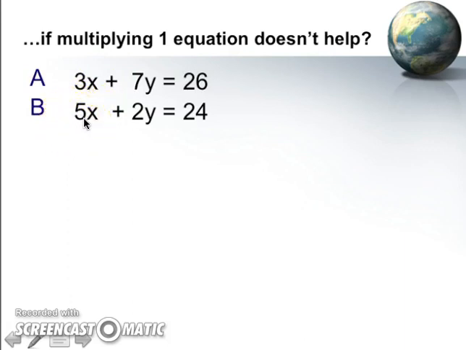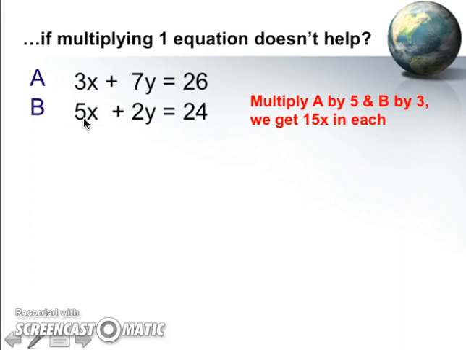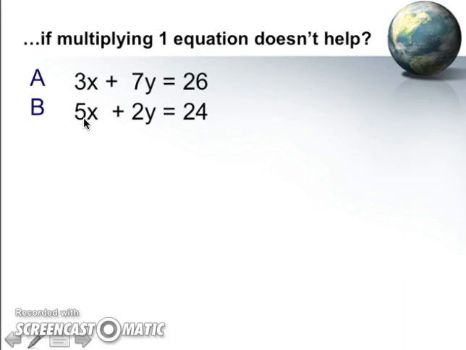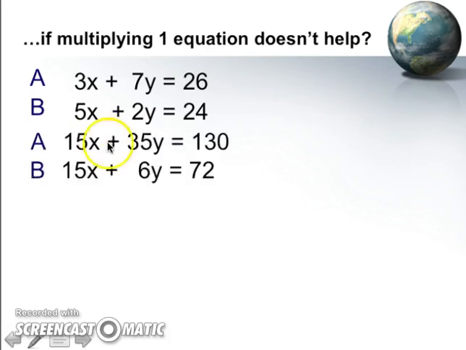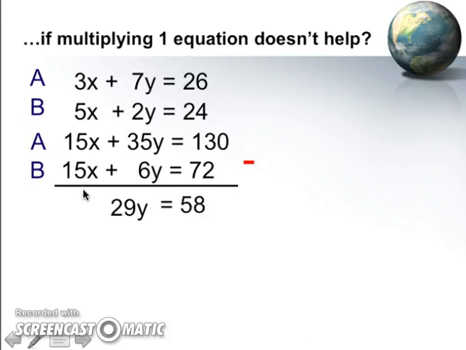So if we do that, multiply A by 5 and B by 3 to get 15x, then the equations become 15x plus 35y equals 130 and 15x plus 6y equals 72. Numbers are the same at the front, signs are positive, so we subtract. And if we subtract, the x's will go, we're left with 29y equals 58. If you do a little bit of division, y equals 2.